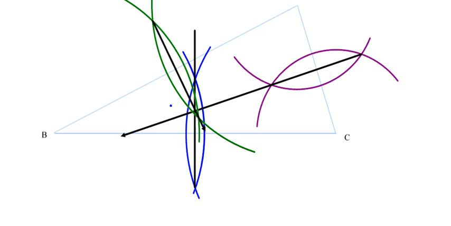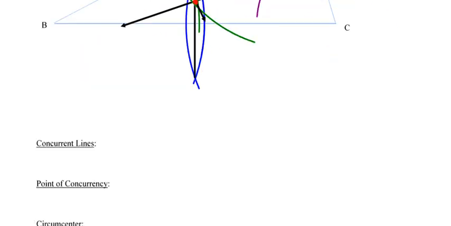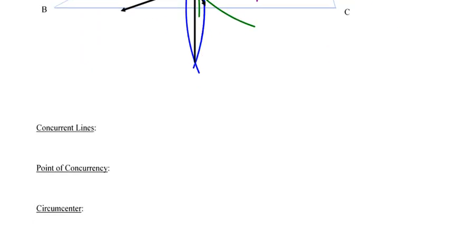Now that I've constructed all 3 of the perpendicular bisectors of the sides of the triangle, I notice that they all happen to intersect at exactly one point. The one point where all 3 of those perpendicular bisectors of the sides of the triangle intersect is that red point right there, which I'm going to call point X. And what I think is really super duper cool about this is that all 3 intersect in exactly the same spot. We have a name for that, and the vocabulary word that you have to remember with respect to that point of intersection is called point of concurrency.